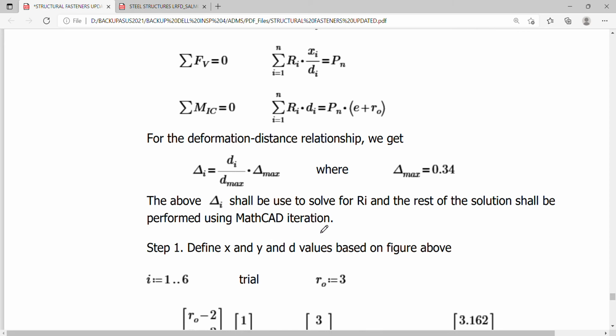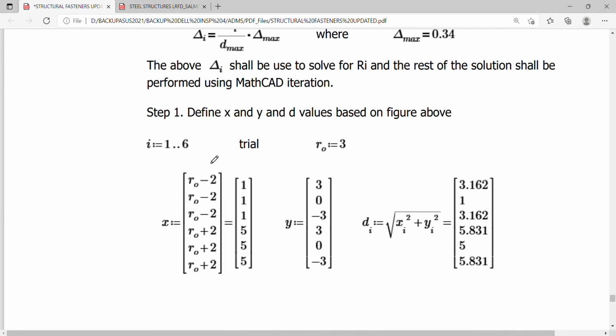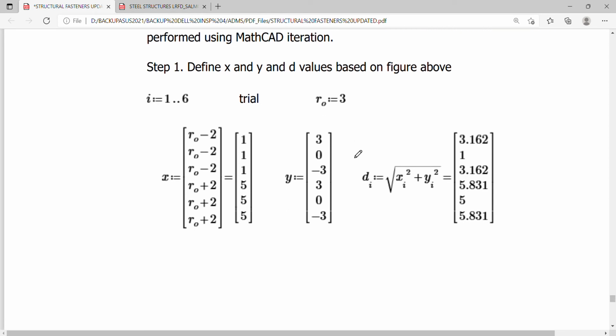So I did this in MathCAD. So my step 1 in MathCAD simply defines my x and y values based on the figure above. Okay, so I use a counter equivalent to the number of bolts 1 to 6. The trial value, you can set it to any number you like. And taking note that at this particular point, we're just making a trial and error solution assuming that Ro is equal to 3. Then we come up with these values.